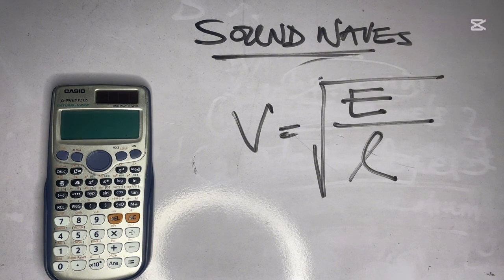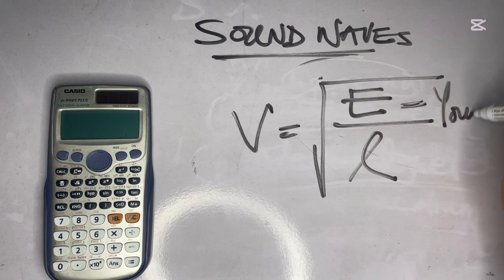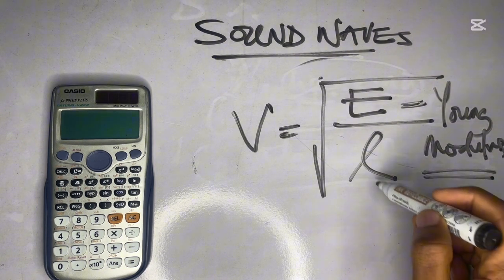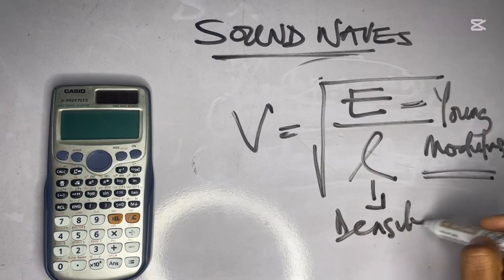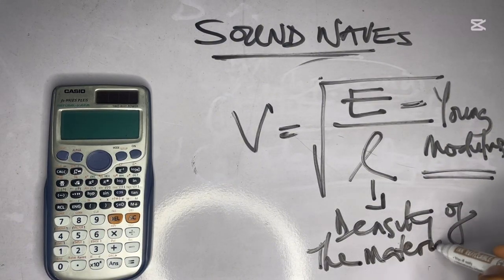Now, E is denoted as the Young modulus of the material through which the sound travels. And rho is the density of the material. We can also call the material the medium, the passage through which the sound travels. So that is the velocity of sound in a solid.